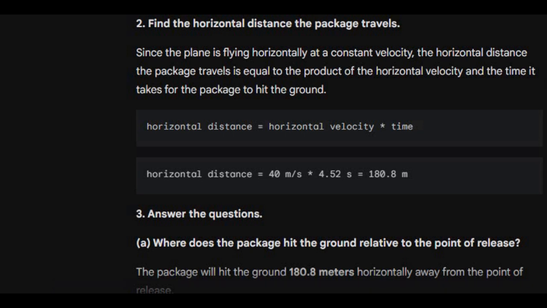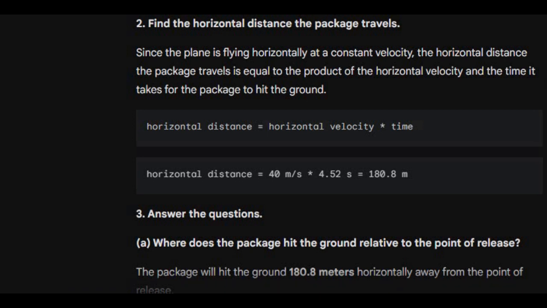2. Find the horizontal distance the package travels. Since the plane is flying horizontally at a constant velocity, the horizontal distance the package travels is equal to the product of the horizontal velocity and the time it takes for the package to hit the ground. Horizontal distance = horizontal velocity × time. Horizontal distance = 40 meters per second × 4.52 s = 180.8 meters.